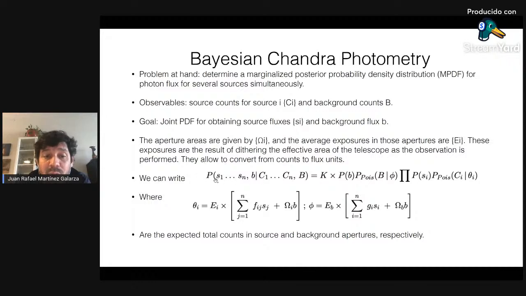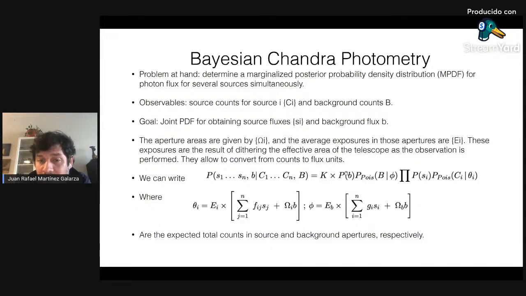And this is a very simple model. As you can see here, this is going to be a posterior. I am going to try to give the probability of the actual fluxes that I am calling here S1, S2, Sn, and the background flux, given the observed counts. Counts in the first aperture, counts in the second aperture, et cetera, and the number of counts in the background.